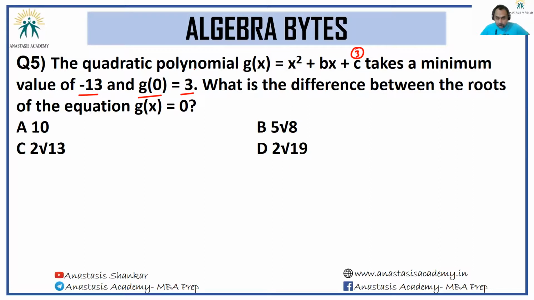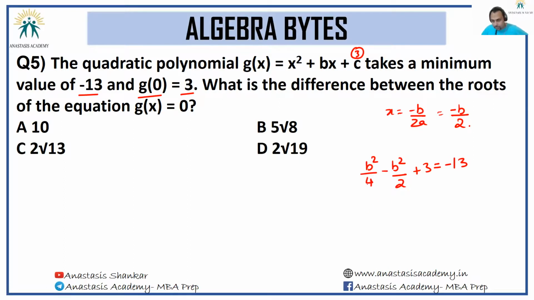And we have been told this polynomial takes minimum value of minus 13. Minimum value is obtained when x is equal to minus b by 2a. In our case, it is minus b, but a is 1, so minus b by 2. Let us just put it in the expression directly. So we'll have b square by 4 minus b square by 2 plus 3 is equal to minus 13. This minimum value was equal to minus 13. It will help me get to an approximate value of b.